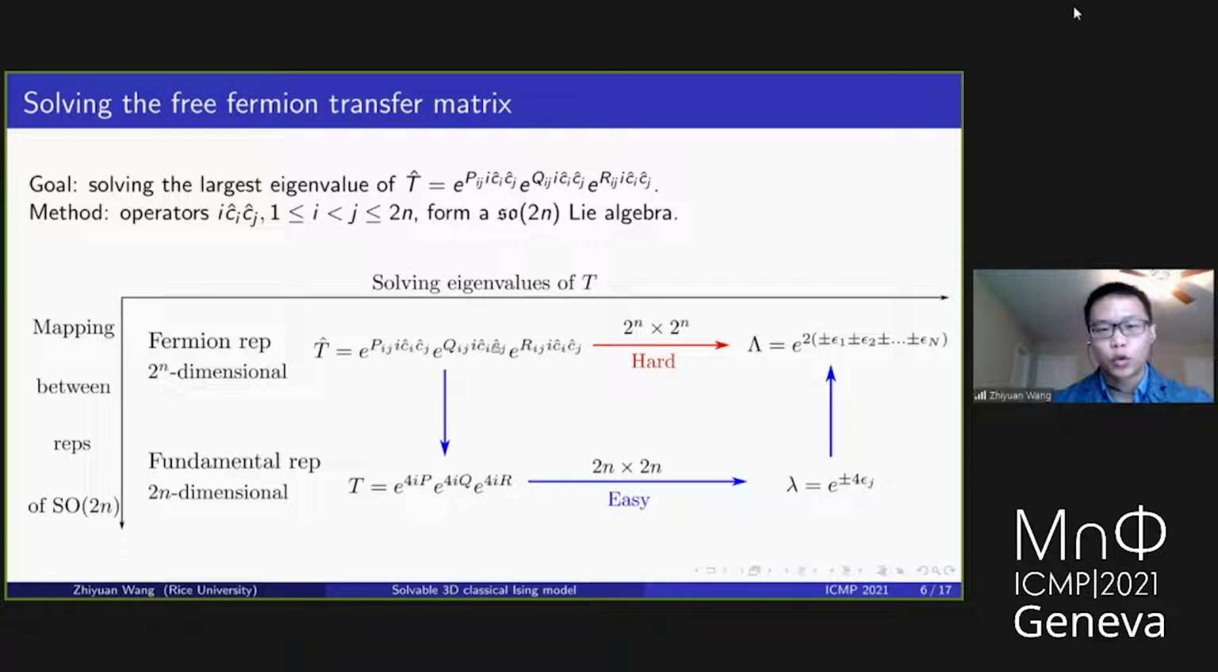Basically, if we try to directly diagonalize this free fermion transfer matrix, that's going to be exponentially hard because the dimension of this matrix is 2^N, which is equal to the Hilbert space dimension of N fermions. What we can do here is to first map the transfer matrix into the fundamental representation of this Lie group, which is just 2N dimensional, and diagonalizing a 2N by 2N matrix is easy. And it turns out that there is a simple relation between the eigenvalue in the fundamental representation and the eigenvalue in the fermionic representation. So this is how we avoid the exponential difficulty here.